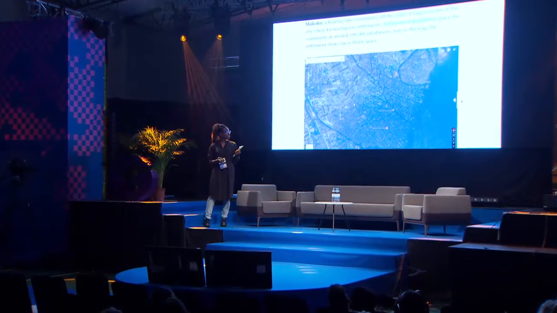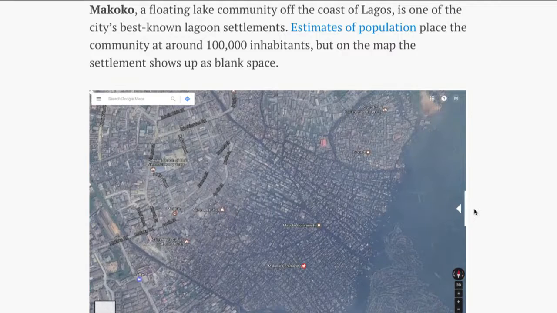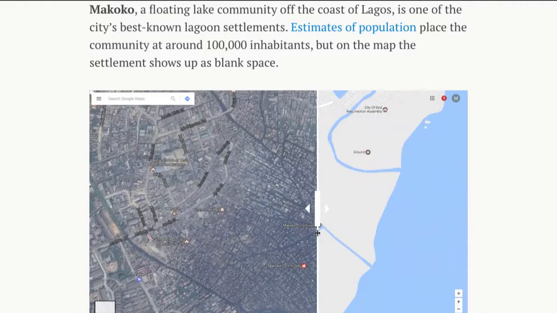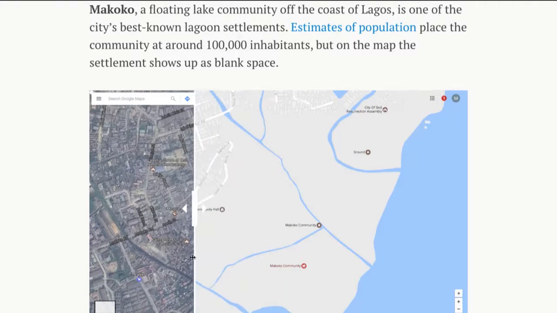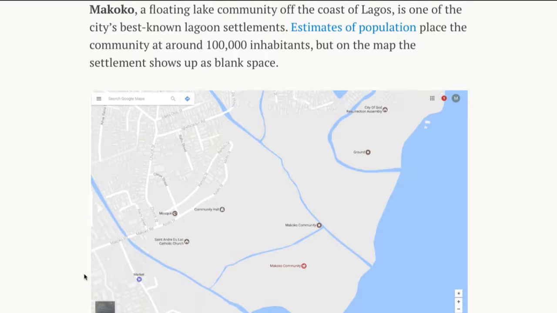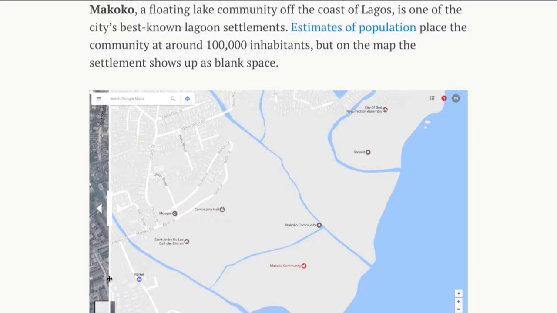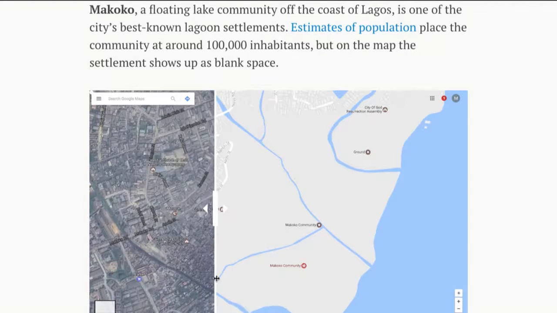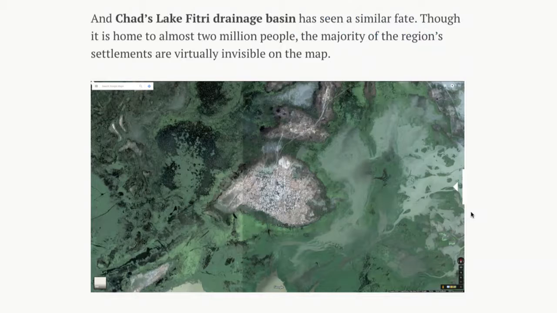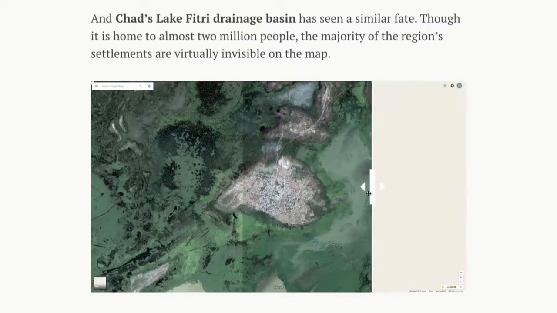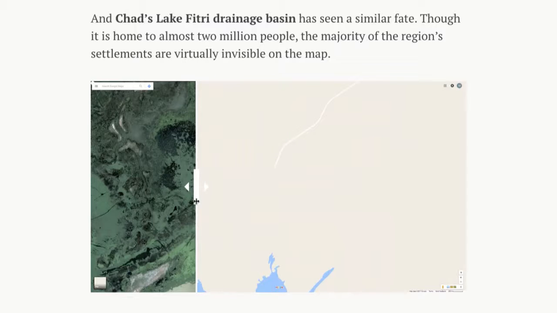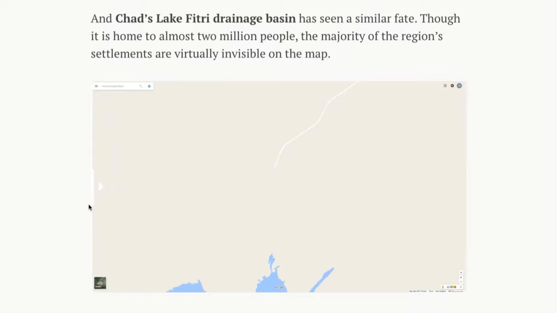So this is Makoko. This is a floating lake community off the coast of Lagos, Nigeria. And there are about 100,000 people who live there. Those are rough estimates. You can see the satellite imagery on one side and then the map data on the other side. And you see that that whole region where there are about 100,000 people looks virtually empty. This is another one. This is in Chad. This is the Lake Fitri drainage basin. About 2 million people live in this entire area. And the majority of the region looks virtually invisible on the map.